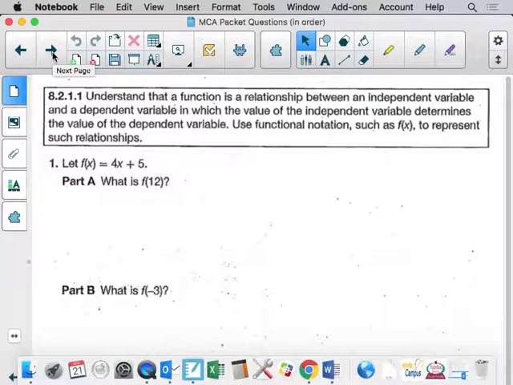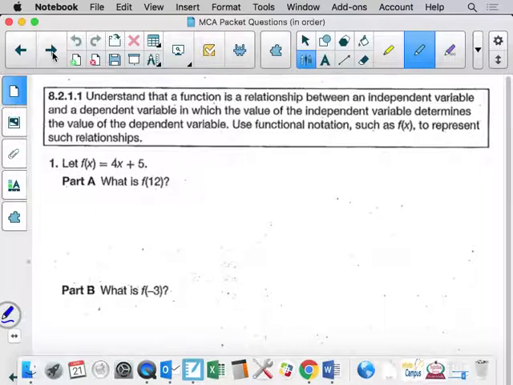Our first benchmark today is 8211. Understand that a function is a relationship between an independent variable and a dependent variable, in which the value of the independent variable determines the value of the dependent variable. Use functional notation such as f of x to represent such relationships.